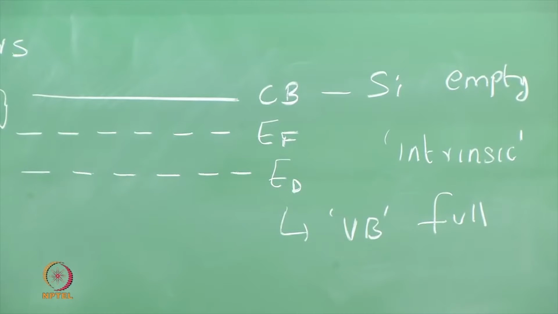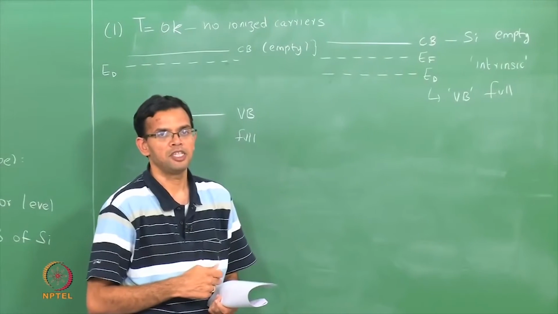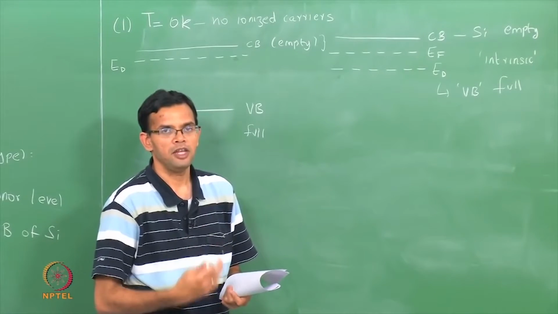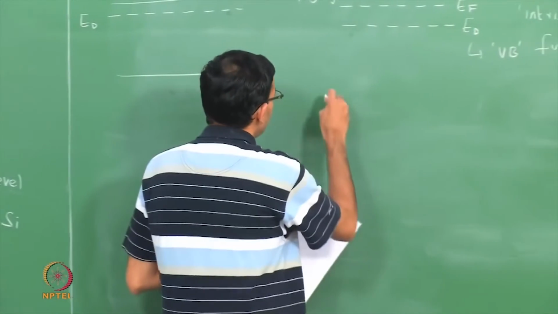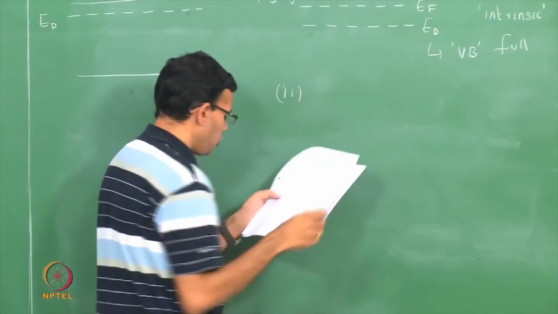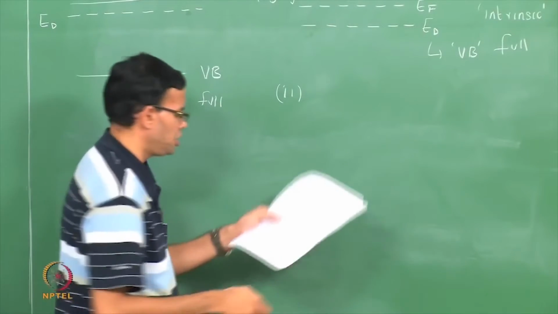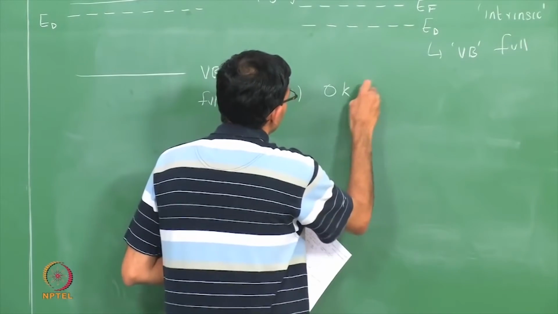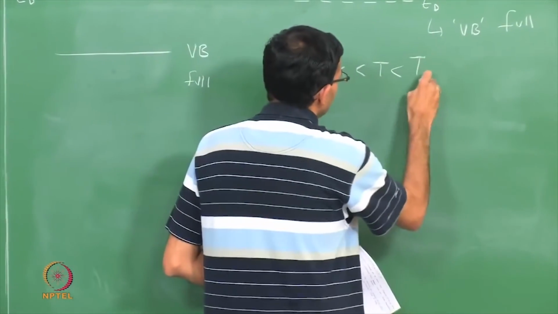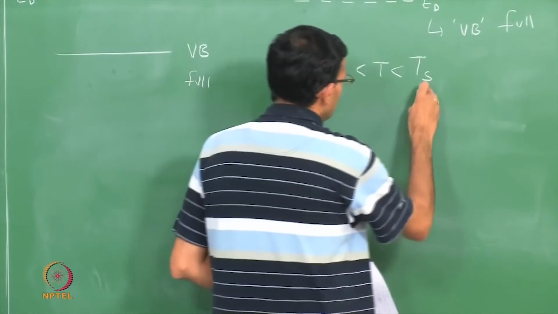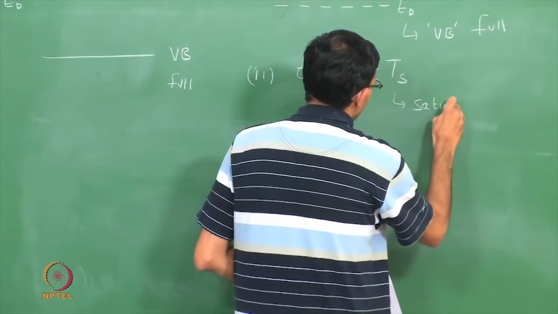Now, if you start to increase your temperature from 0 Kelvin, electrons are going to get excited from the donor level to the conduction band. Once again, your temperature is low enough that you can ignore any contribution from the valence band of silicon. So, we do this till some temperature which we are going to call Ts, or a saturation temperature. So, the temperature is above 0 Kelvin, but it is below a certain temperature called Ts. We are going to define Ts as saturation temperature.